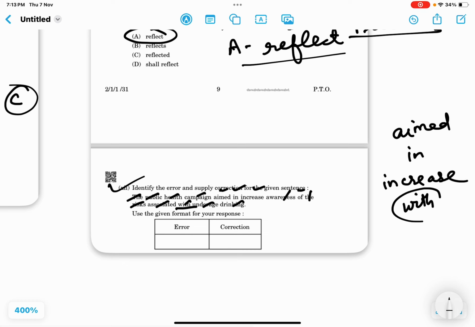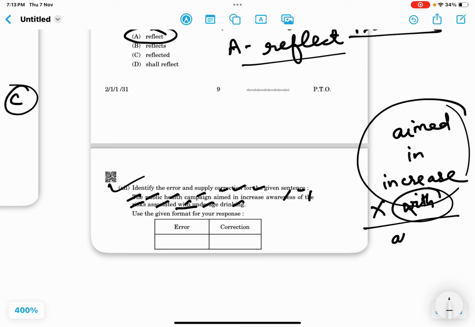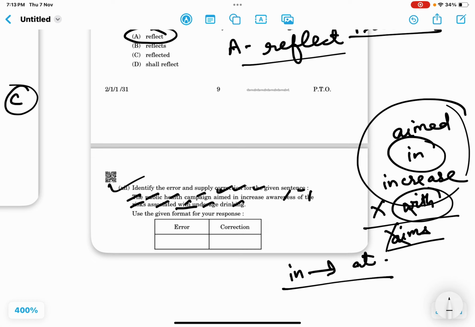So associated with, we always use with associated, so this can't be changed. Now the confusion is in these three: aimed or in or increase. So we can change aimed into aims, right? But then we never use in with aimed. So one more correction is to be made. So this option is wrong. Aimed will remain the same. Now let's talk about in. If we change in into at, then we need to change increase as well, right? The, means the public health campaign aimed at increase. No, this will be changed into increasing. So two changes we can't make. So this point is also wrong.